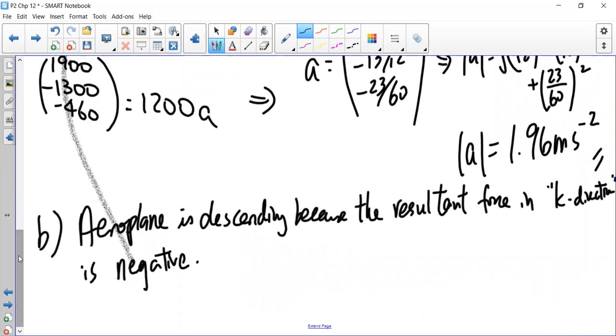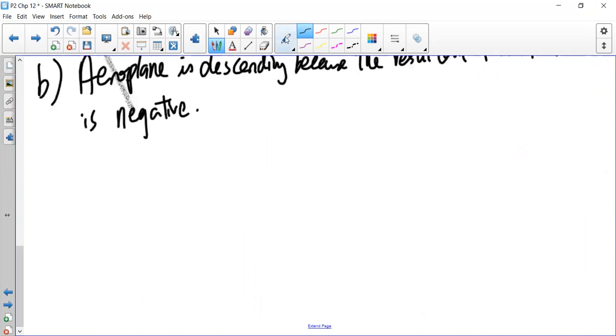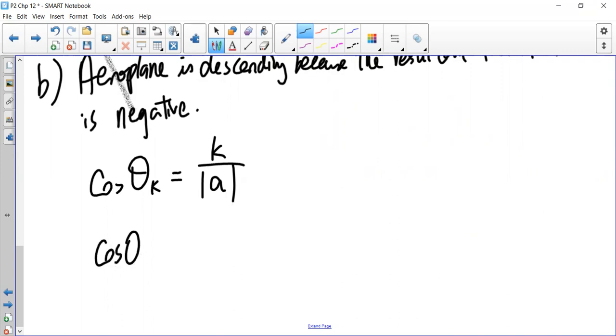Right. And then also find the angle. You have learned how to find the angle. The formula is cos theta k equals k over the magnitude of a. This is from 12 point something, 12.2, I think. So cos theta k equals the k value.